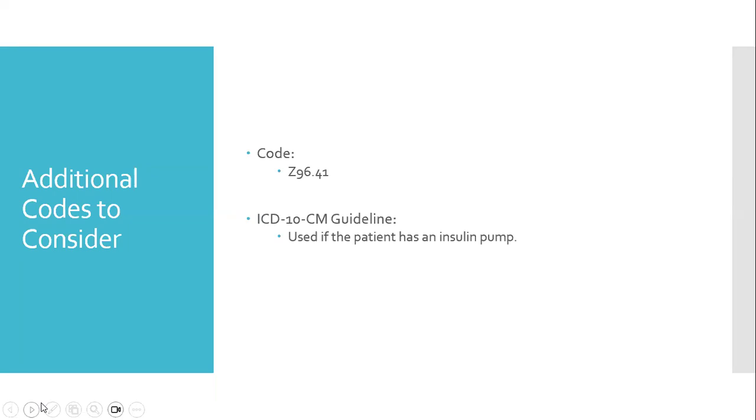But that being said, getting back to this slide, insulin pump usage is typically for type 1 diabetics. And if you see it documented, you want to use your Z96.41, which is different than your Z79s because it's not specific to a drug, it's the use of the insulin pump itself.